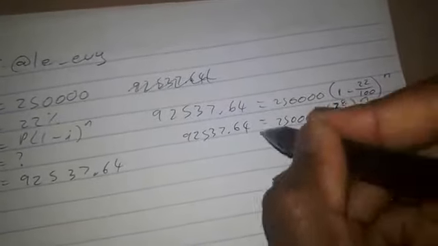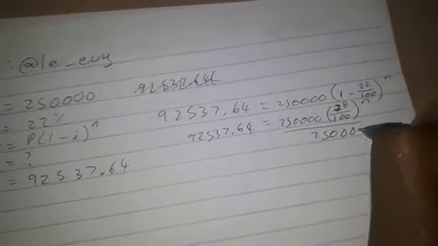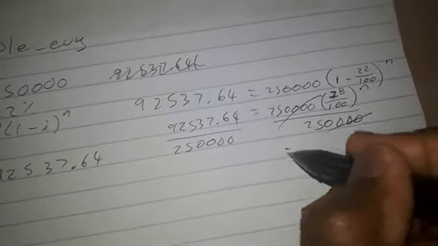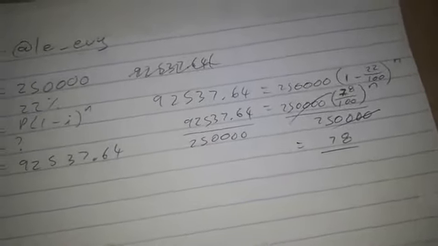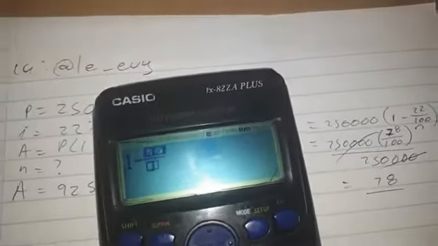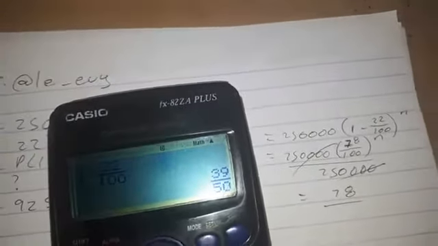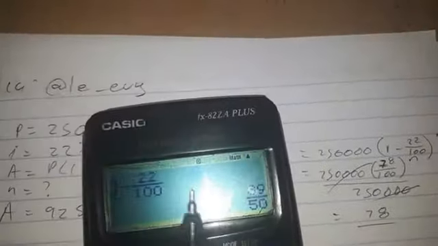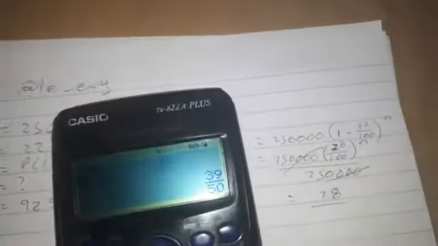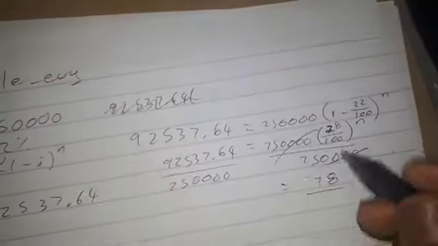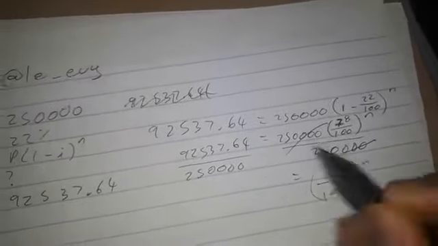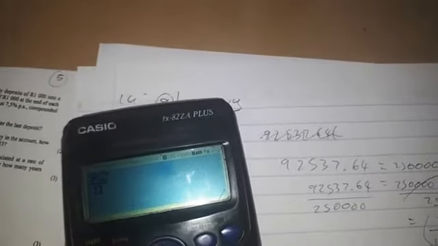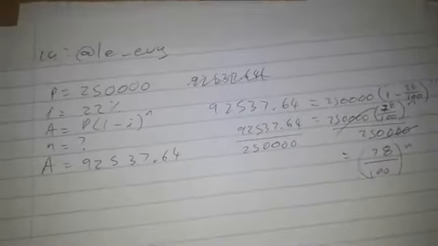But this is to the power of n. So here we can divide by 250,000 on both sides. Let me just double check that number. 1 minus 22 over 100. You see, it's 39 over 50 because it's just this number simplified, because look, 78 over 100 is still 39 over 50. So this is perfectly fine. This is to the power of n. We don't have to simplify that. Let's just leave it the way it is.